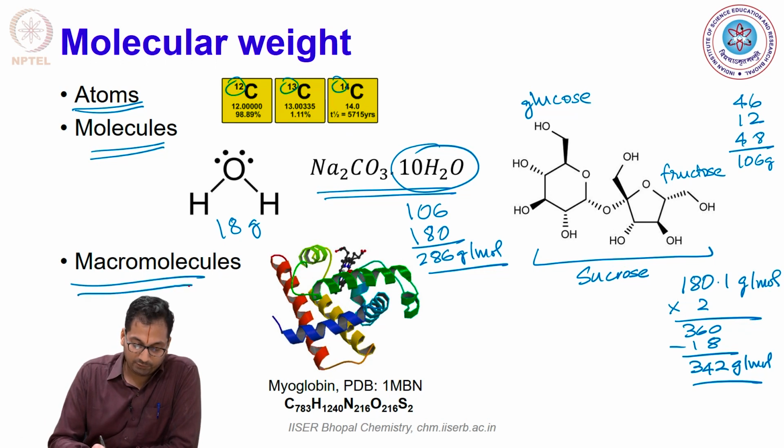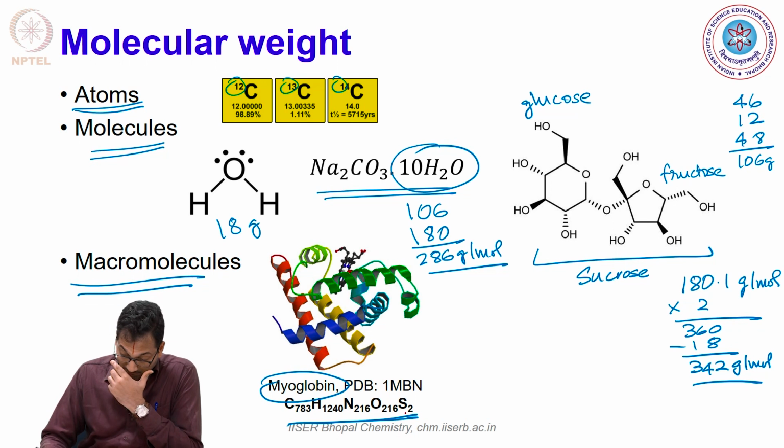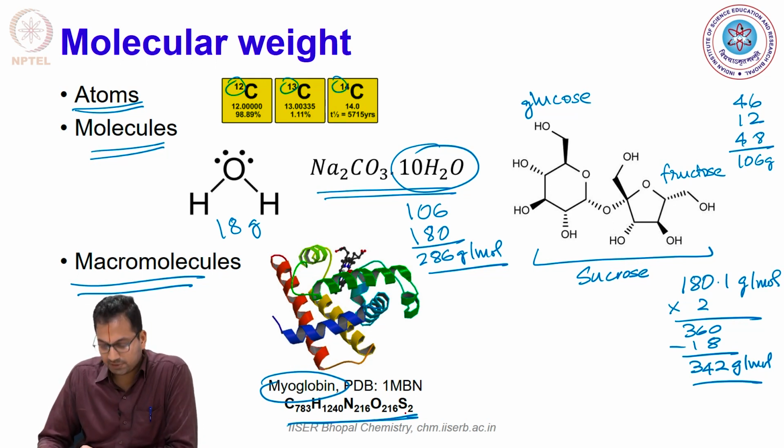Going to macromolecules, as in the case of proteins as shown here, this is a famous protein called myoglobin. It has a lot of atoms as seen here. It has 783 carbon atoms, 1240 hydrogen atoms, 216 nitrogen atoms, 216 oxygen atoms, and 2 sulfur atoms. Of course, you can take all day to sit and calculate its molecular weight. I had come prepared here.